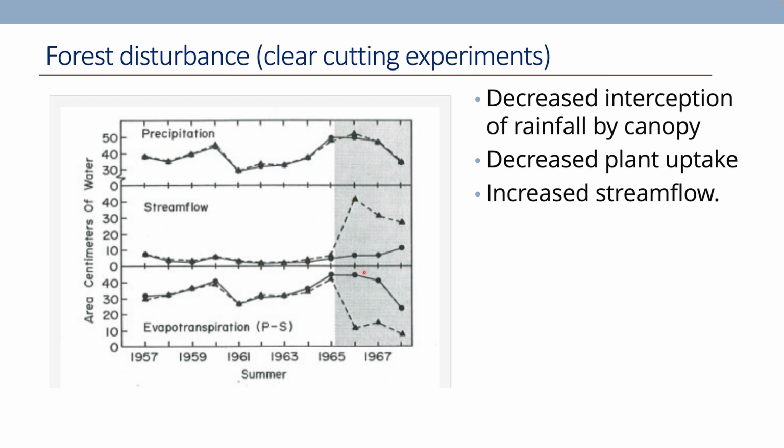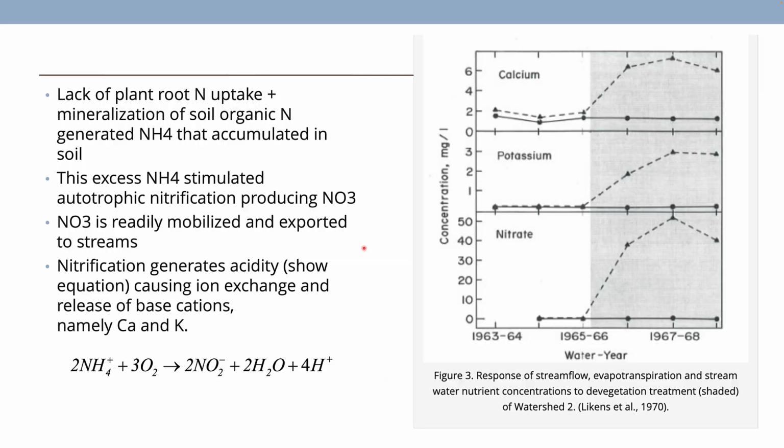So the structure of the forest is causing this stream flow to go up. You also have a fair bit of surface runoff, as well as potentially increased subsurface flow. So the net effect is increased stream flow. Not a big surprise there.